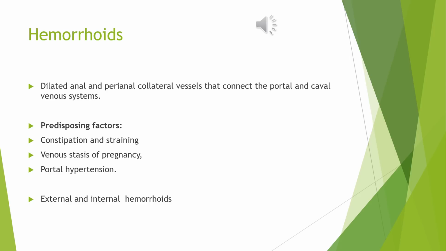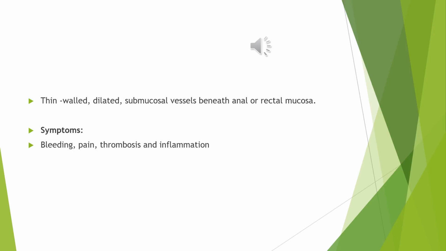Other common causes of hemorrhoids are chronic constipation and straining, which will increase the intraluminal pressure within the rectum and cause dilatation of these veins. Also, venous stasis of pregnancy is an important cause of hemorrhoids. Being thin-walled and in a submucosal location places these vessels under the risk of rupture or abrasion and the resultant bleeding.